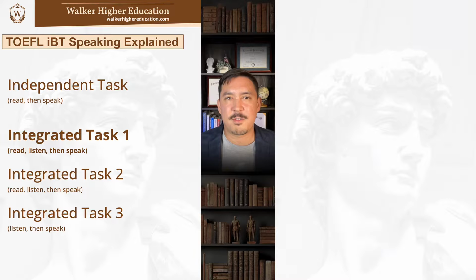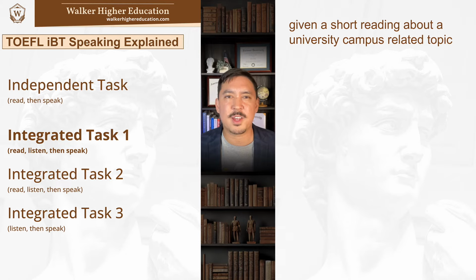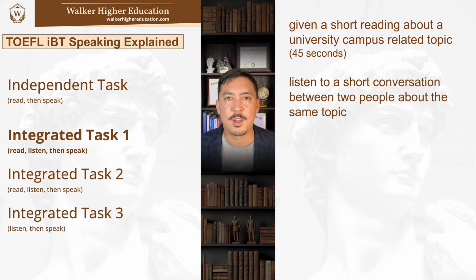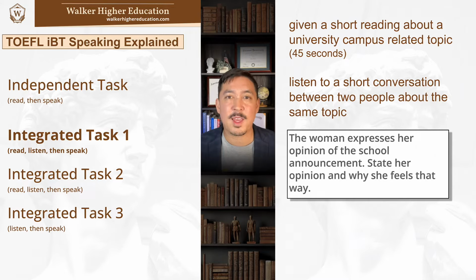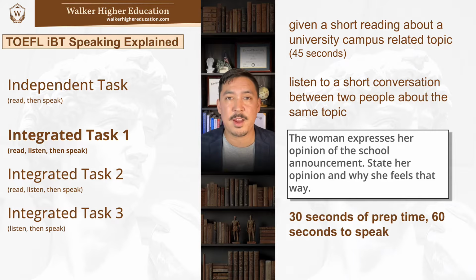Next, let's look at the first integrated speaking task. With the first integrated task, you're given a short reading about a university campus-related topic. You're given 45 seconds to complete the reading. Immediately after, you'll listen to a short conversation between 2 people about the same topic. After that, you'll be given the directions for your spoken task. You're given 30 seconds to prepare and 60 seconds to deliver your spoken response. Let's go through an example.